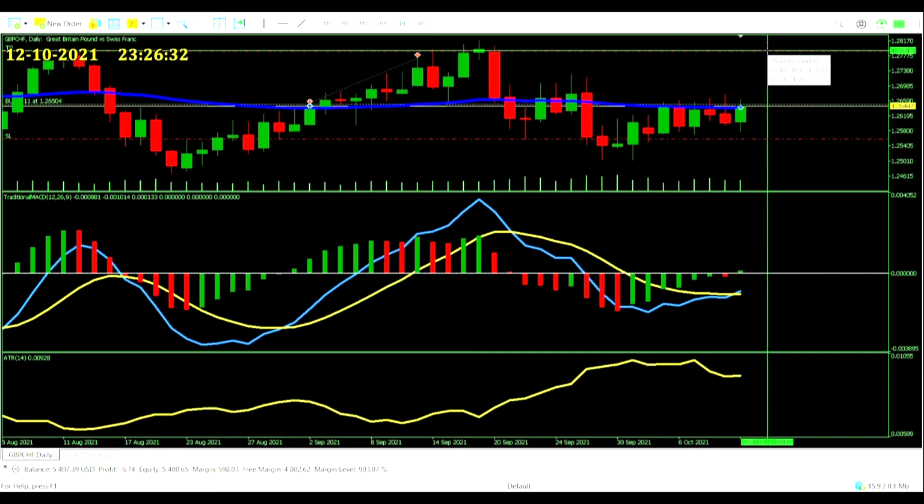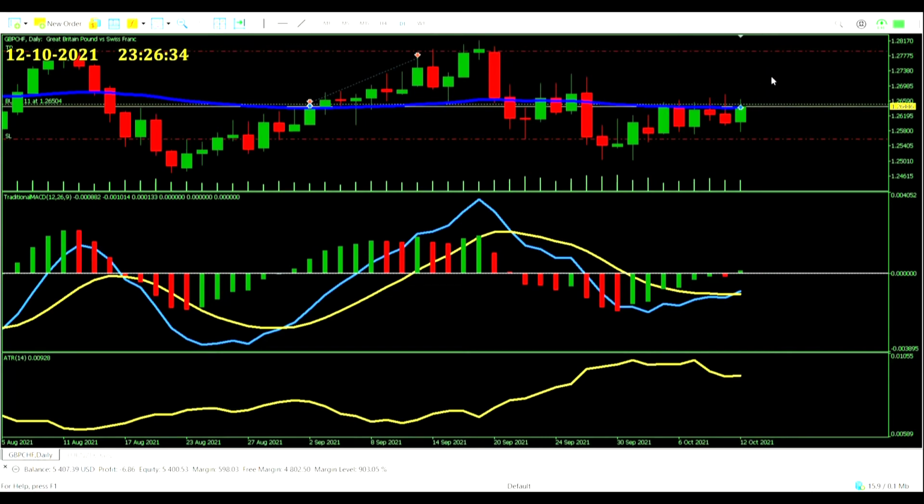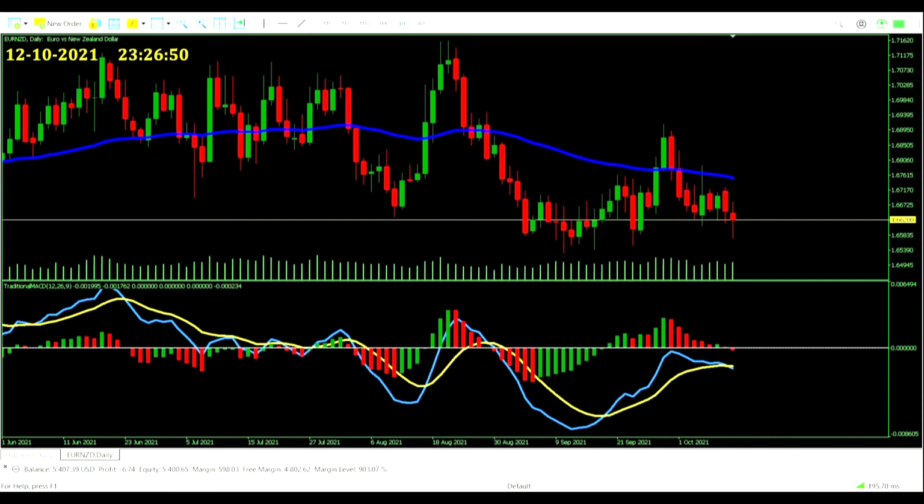And our take profit is up at the resistance level, not beyond it, so there's a chance we could poke to that. We'll of course keep an eye on that one. But we've got another trade to get into. It's the Euro New Zealand dollar pair. This one's going sell side.